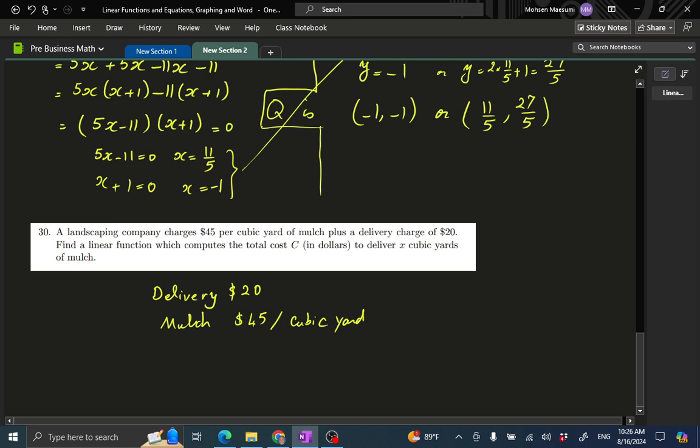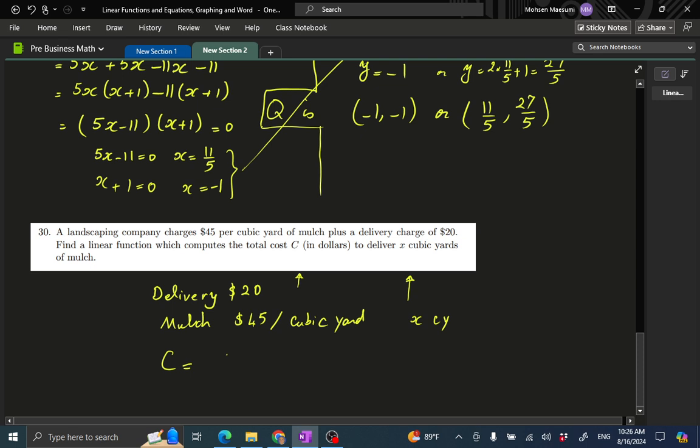Now, if you want to order perhaps 2 cubic yards or 3 or 5 or 10, the amount that we are ordering is, we are going to order X cubic yards of mulch. So how much is it going to cost? So it says right here the letter C standing for cost. So cost is going to be what? If I'm ordering 2 cubic yards, then 2 times 45 is going to be $90 plus 20. If I order 3 cubic yards, that's 3 times 45 plus 20, and so on.